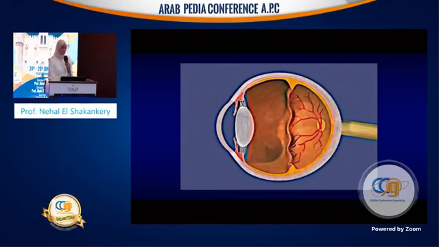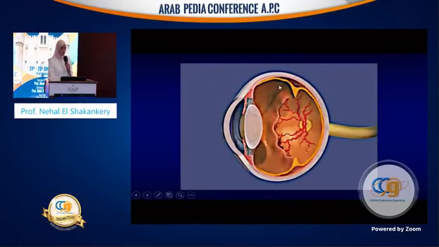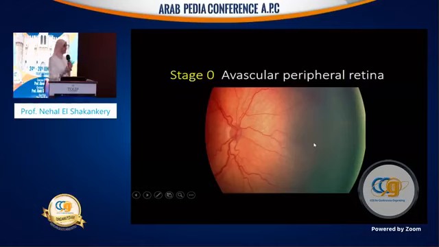This fibrovascular proliferation will pull on the retina and detach it, which is stage 4, as we're going to see. Then more pulling of the retina forward will leave the retina totally detached. This is stage 5 retinopathy of prematurity, leading to total blindness.